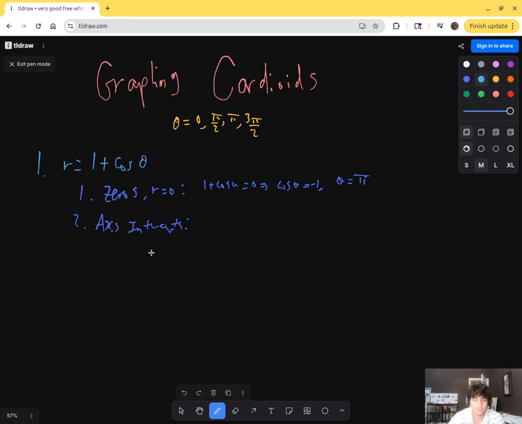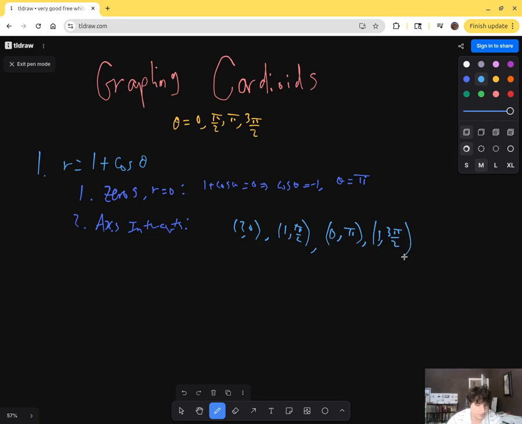So let's do that. When theta is 0, we have r is equal to 2, so we have 2 comma 0. When theta is pi over 2, you get 1 comma pi over 2. When theta is pi, you get 0 comma pi. And then when theta is 3 pi over 2, you again get 1, 3 pi over 2. Okay.